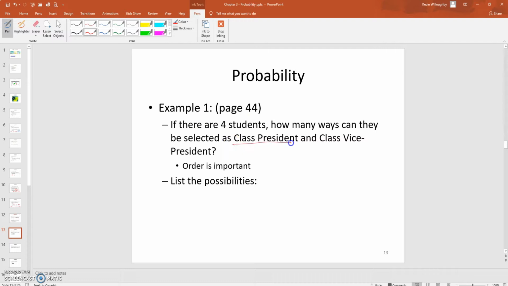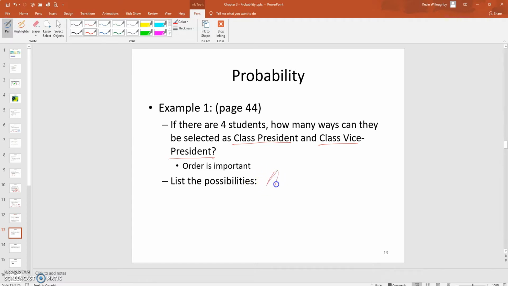Right in here, they're listed as class president or class vice president. We have 4 students. We are selecting 2 of them. So if you are chosen as class president or class vice president, those are different. So let's quickly list the possibilities.